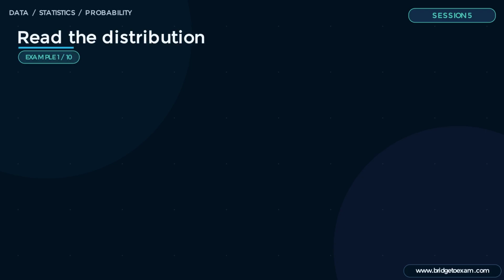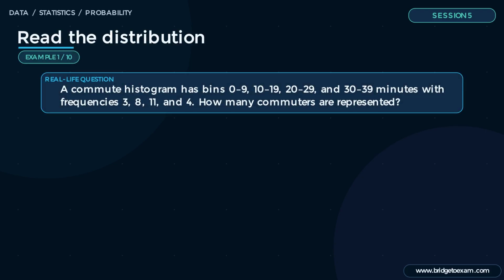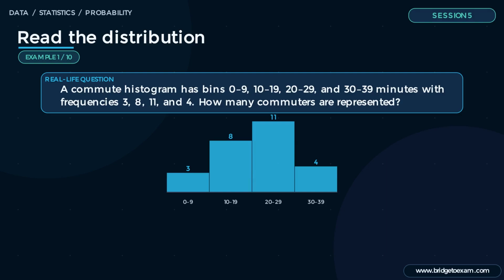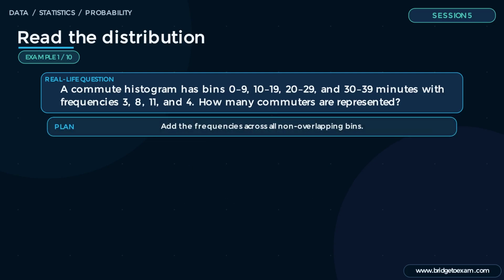Example 1. A commute histogram has bins 0 to 9, 10 to 19, 20 to 29, and 30 to 39 minutes with frequencies 3, 8, 11, and 4. How many commuters are represented? Plan. Add the frequencies across all non-overlapping bins.